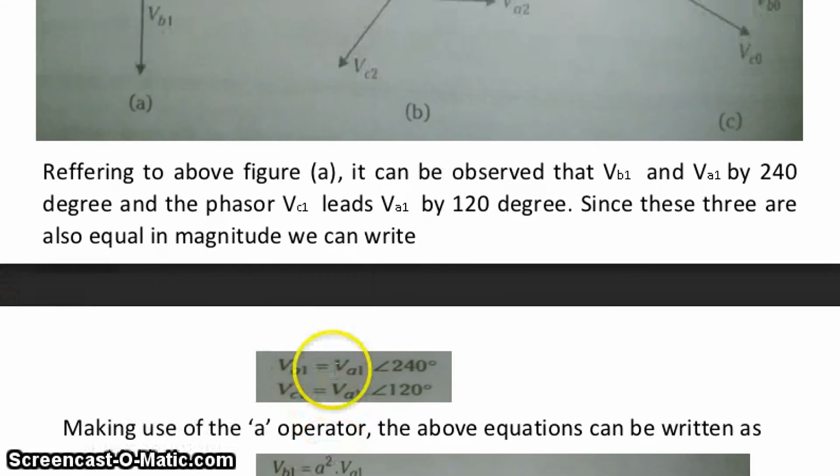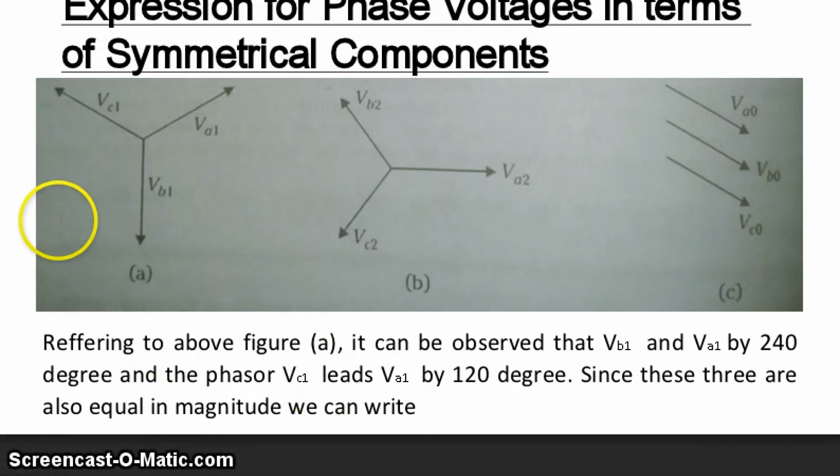Now you see that the positive sequence components are represented by the notations VA1, VB1, VC1. For figure B, the negative sequence components are represented by the notations VA2, VC2 and VB2. For the zero sequence, we have written VA0, VB0 and VC0.